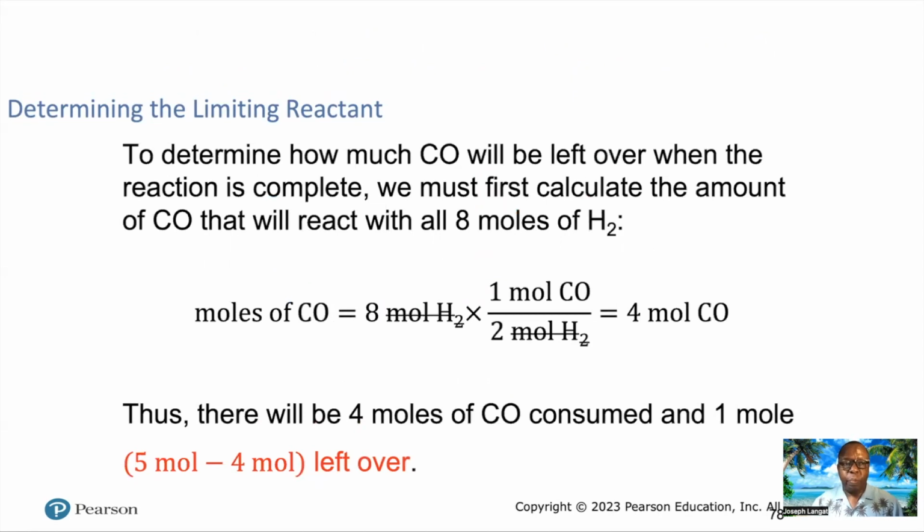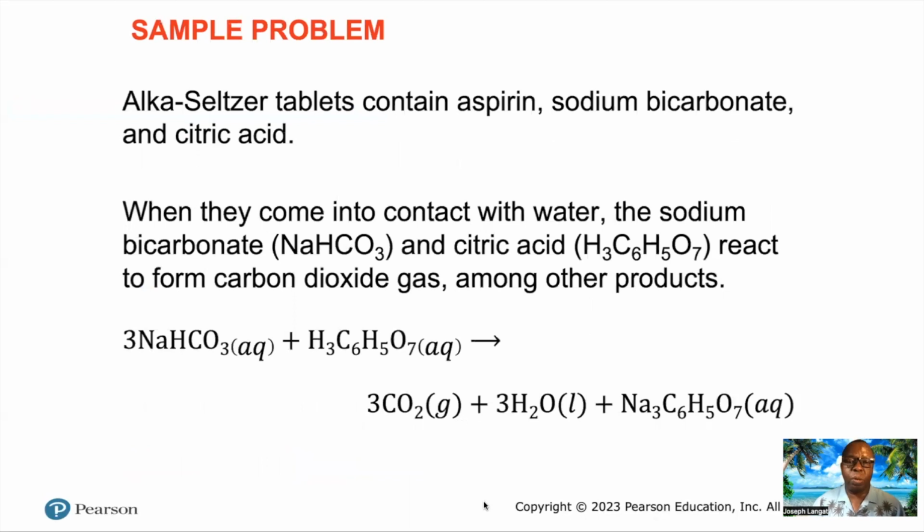If it is in terms of moles, you have to change the moles to grams. Thus, there will be 4 moles of CO consumed and 1 mole left over. This means left over 5 minus 1. So if I want to change to grams, it will be 1 times 28, 12.01 plus 16 is 28.01. That is the molar mass of CO. So in terms of moles, this is the number of moles that will remain. You can change to grams.